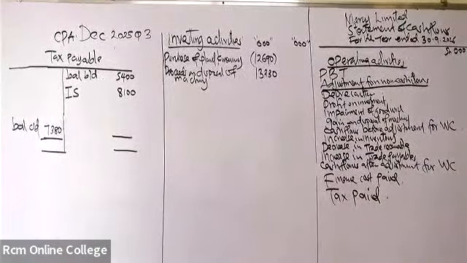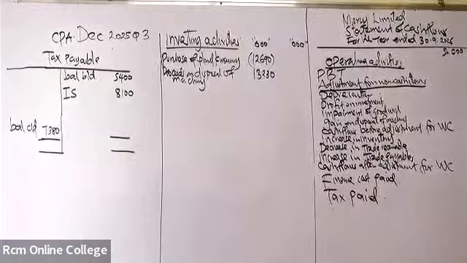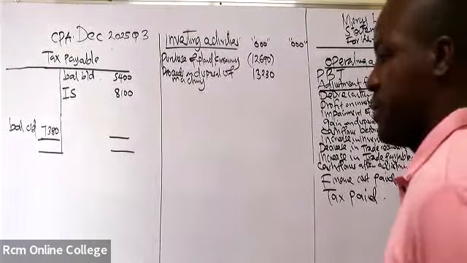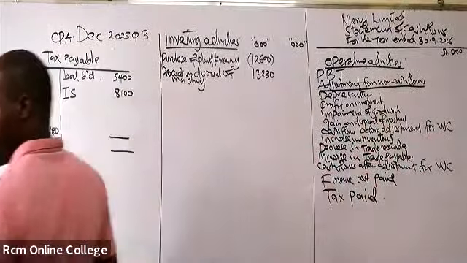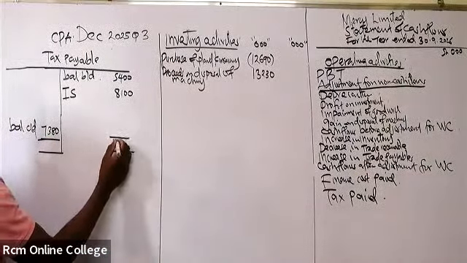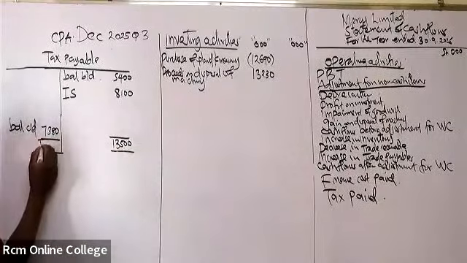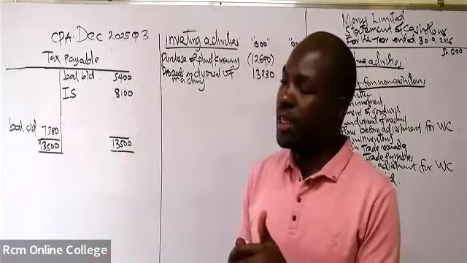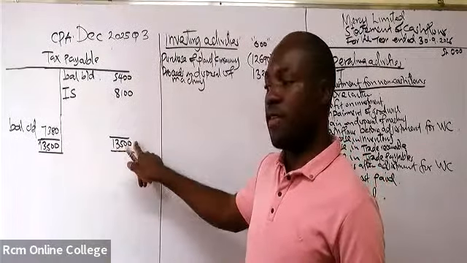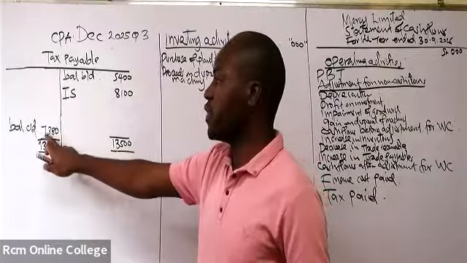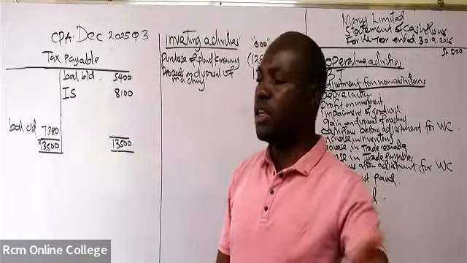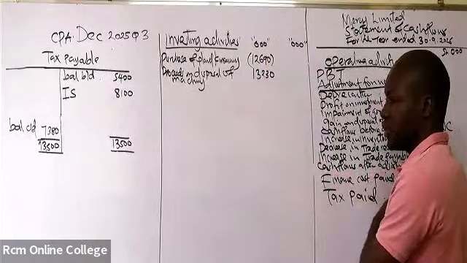How much do you owe the tax authority? Get the summation. 13,500. Total of this side, 13,500. Now, when we look at your books, you are telling us you don't owe them 13,500. You only owe them 7,380. What has happened? It means you've paid them some amount. That amount which you've paid is what we record under tax paid.